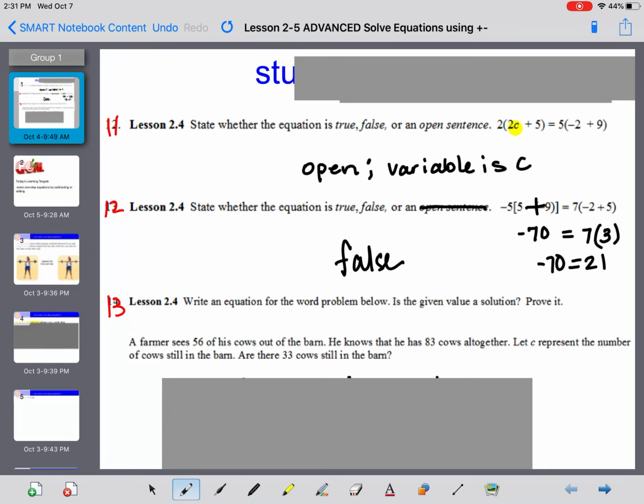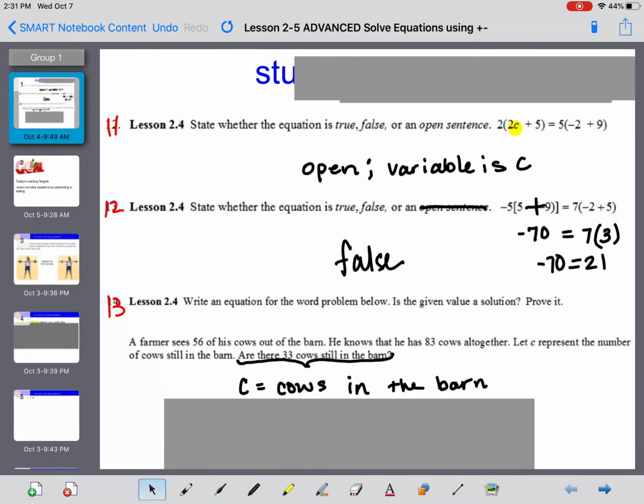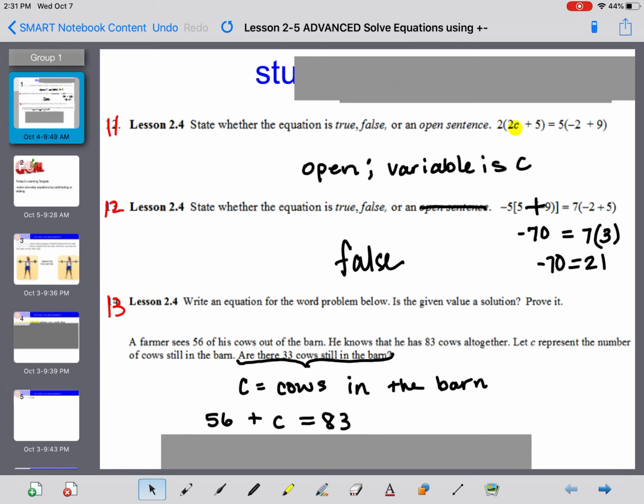Well, the first thing you should do is read this question or read the word problem at least twice. Since you've already worked the problem, that means you've already read it a couple times, so we're going to spare you that time. Are there 33 cows? We're going to save this for later and work on the rest of it first by writing an equation. I know that cows in the barn plus cows out of the barn need to equal 83. So 56 plus C equals 83 is an equation to represent that scenario.